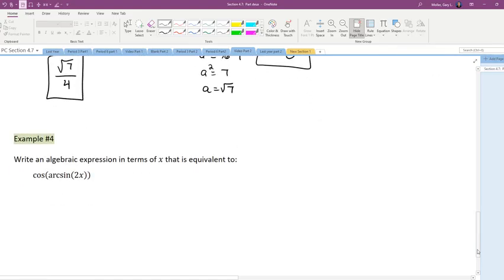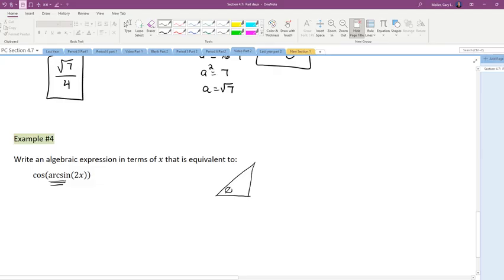All right. Example 4. Write an algebraic expression in terms of x that is equivalent to this problem. This is just like what we did a second ago, except we don't have a number, we have a variable. All right, so what is this saying? Find an angle, right? That's what this says. Find an angle that has a sine of 2x. So once again, just like I did in the last problem, I'm going to say, here's the angle I'm looking for.